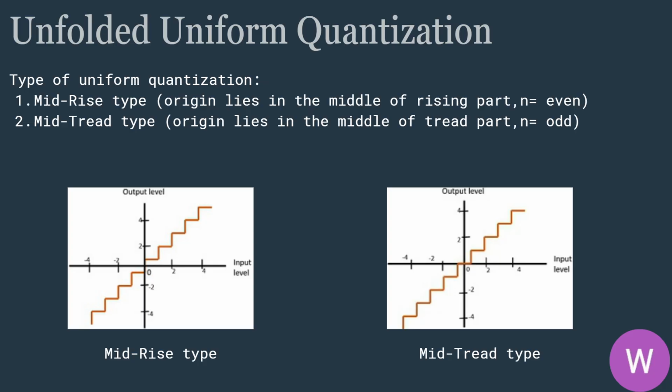There are two types of uniform quantization here: mid-rise type and mid-tread type. The difference between them is that in the mid-rise type, if you focus on the origin, you can see that the origin lies in the middle of the rising part. This occurs when n is even, when the number of bits that we use is even. And for the mid-tread type, the origin lies in the middle of the tread part. This usually occurs when n is odd.